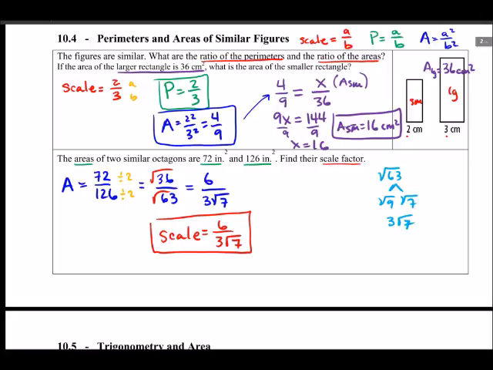So if you're given an area ratio, you have to square root because area is A squared and B squared. So to get scale, I have to square root. And that's it. On these, if you are careful and label everything and show your steps, you will do fabulously on the quiz.